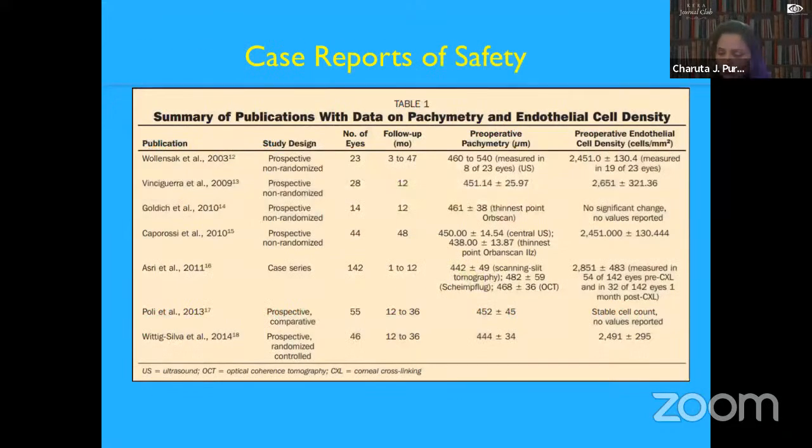Now, if we probe further on this aspect that our magical number is not really true, we have several publications which follow this protocol and say that it is actually safe. All these 7 studies have documented both pachymetry and endothelial cell counts in cross-linked eyes, and all of them have concluded that there is no difference in cell counts either before or after cross-linking. And they have actually abided by the 400 magic number, although it was actually including the epithelium.